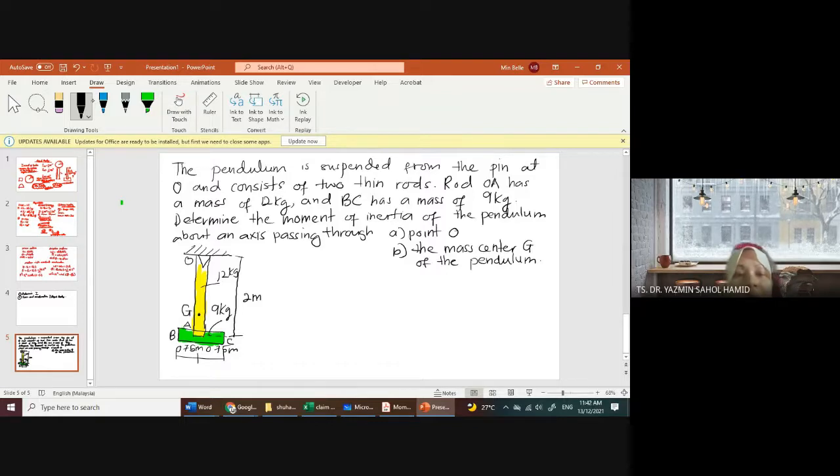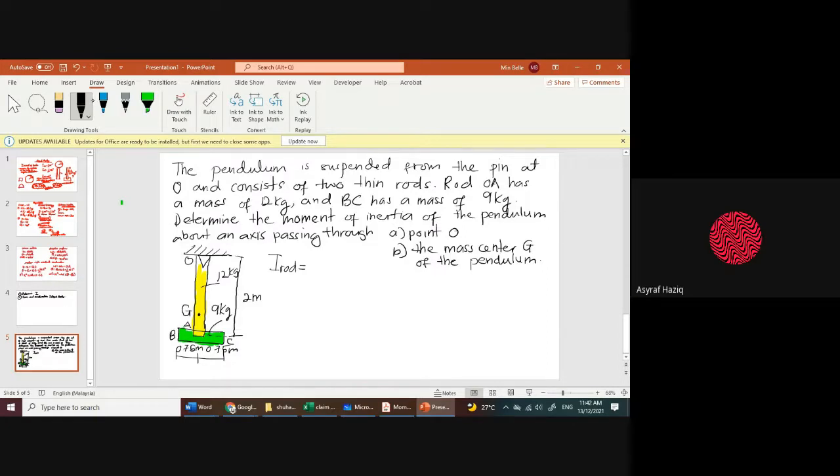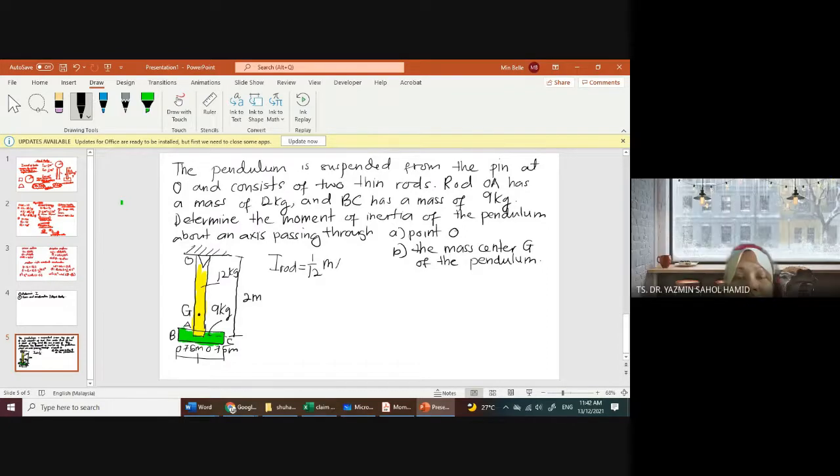Now, okay, so because this is a rod, apa formula I rod? Tell me, guys. 1/12 ml squared. Okay, ml squared. Now, and then secondly, because dia bukan minta moment of inertia dekat point G, dia minta dekat point O, kena plus apa? md squared. md squared. So you understand guys? So you have to read the question carefully and see whether you need to add md squared or not. Okay, alright.